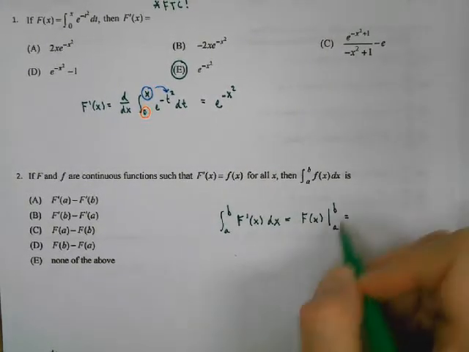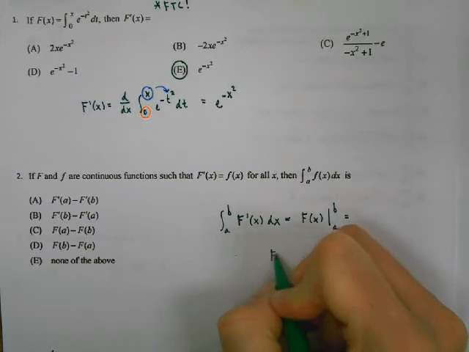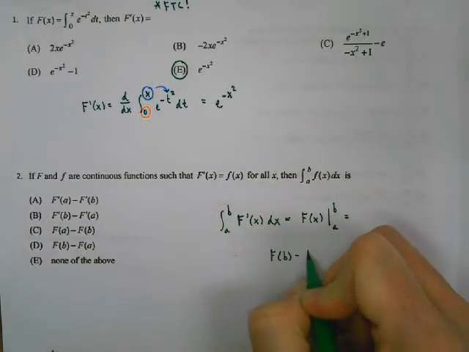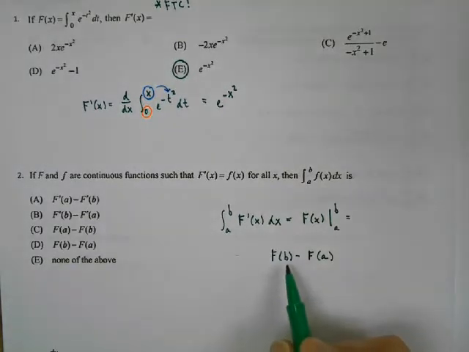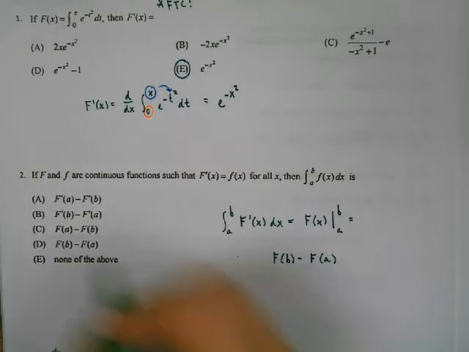So we know when we're evaluating an integral, we're just going to evaluate that function at the upper limit, and we're going to subtract the value of that function at the lower limit. So we get F of b minus F of a, which is going to give us choice D.